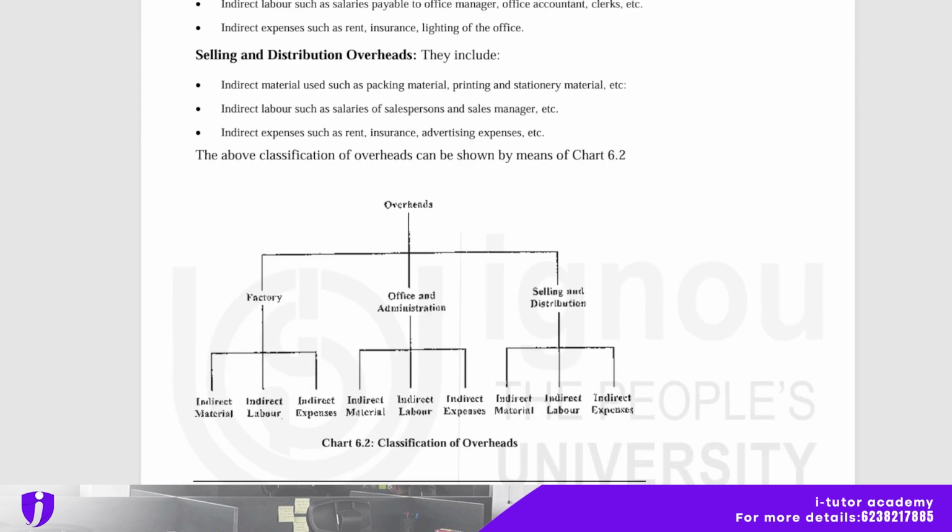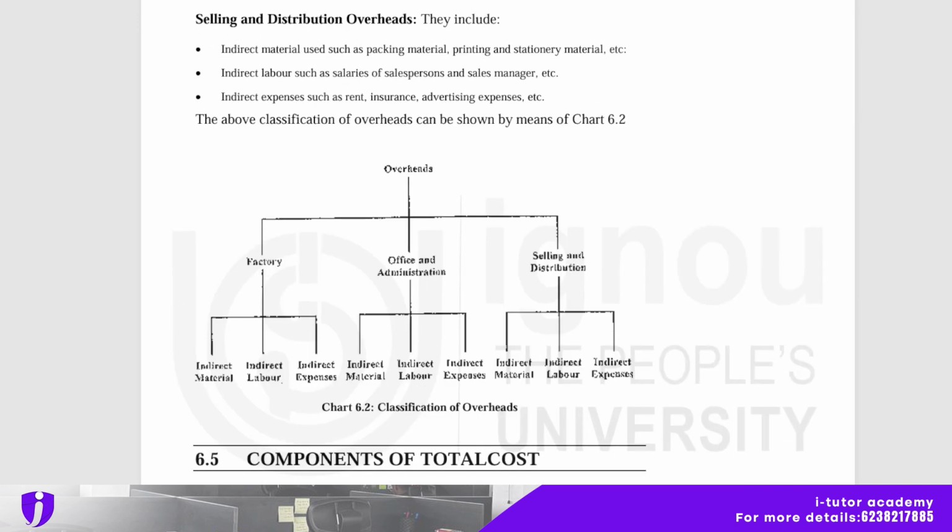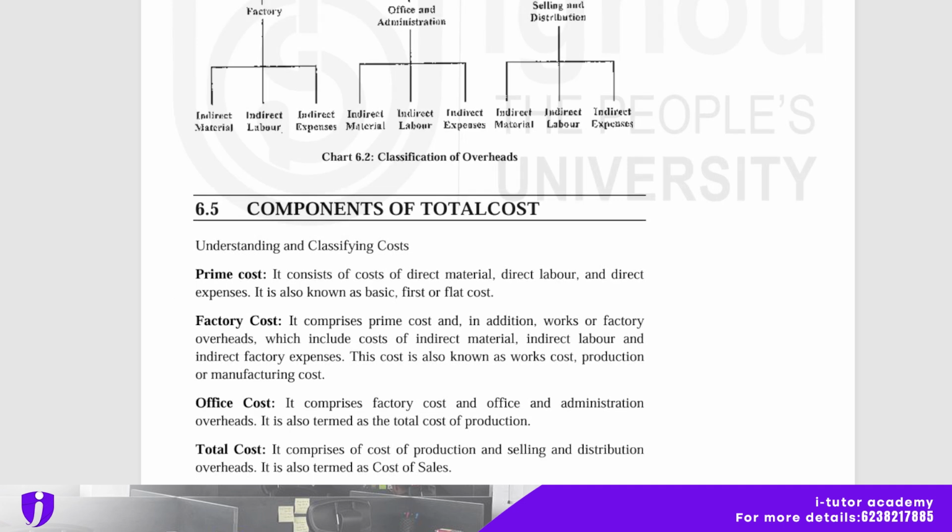The above classification of overheads can also be shown in a chart: overheads, factory, office and administration, selling and distribution. There are also indirect material, labor and expenses under each. Indirect labor, material and expenses are the divisions under each of the overheads. And components of total cost.